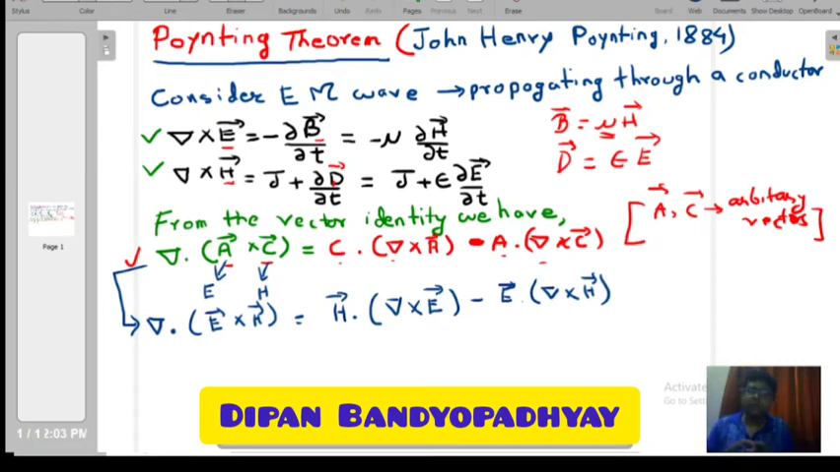Hello students, today I am going to discuss Poynting Theorem. This theorem was proposed by John Henry Poynting in 1884. What this theorem tells us is what the power flow will be from time varying E and B fields, that is electric and magnetic fields.